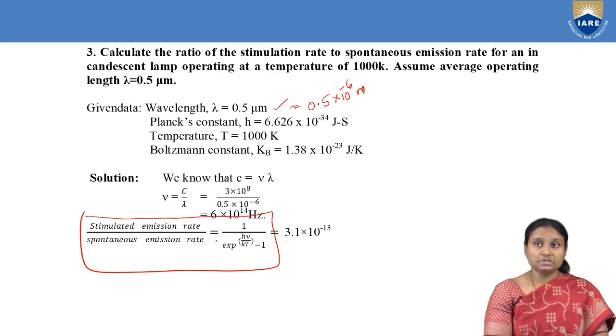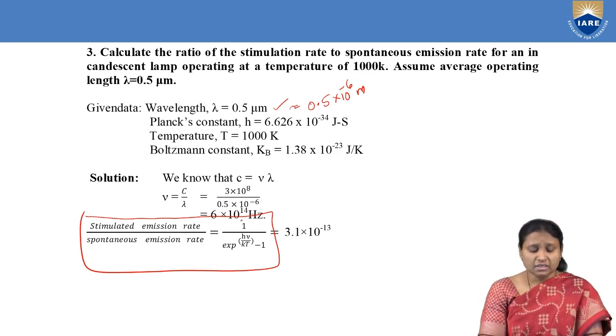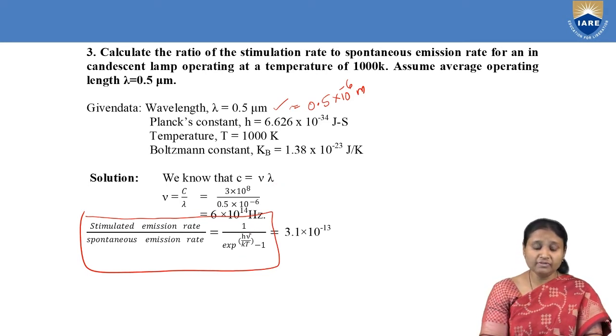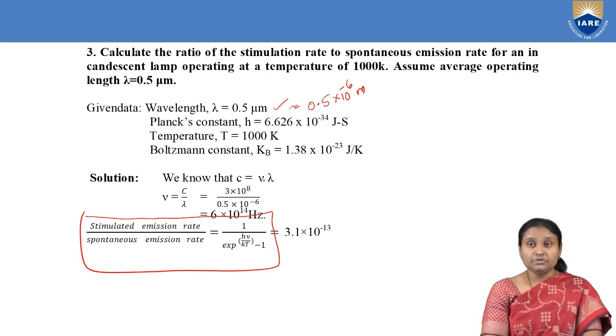Of course, we were given the value of wavelength, but in this formula we need the value of frequency. Once we know the wavelength, we can easily find the frequency. Velocity is equal to frequency into wavelength, so frequency is velocity by wavelength. The velocity of light is 3 into 10 to the power of 8, divided by the wavelength 0.5 into 10 power of minus 6 meters. If we simplify it, our frequency comes out to be 6 into 10 power of 14 hertz.